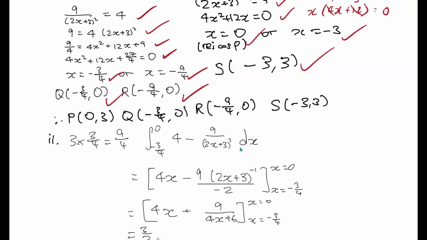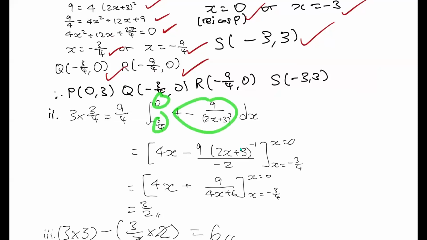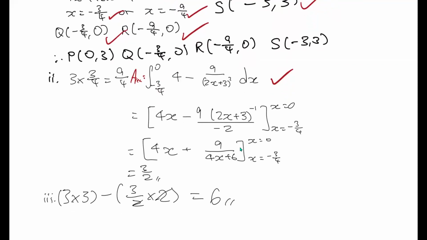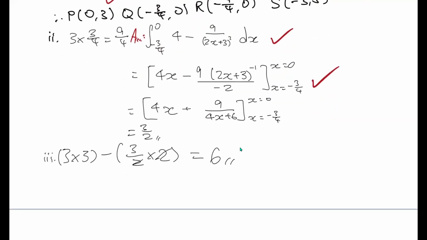Okay, good. So area equals this guy. So integrate 4, you get 4x. Integrate this guy: power, bring up, becomes power -2. You just add 1, get the new power -1. Divide by the new power -1. And there's a coefficient 2, so you divide by 2 as well. So that means -1 times 2 gives you -2. Okay. Sub in the upper and lower limit, 0 and -3/4.